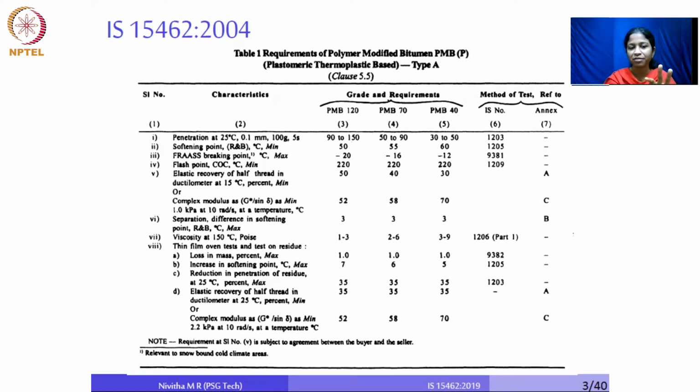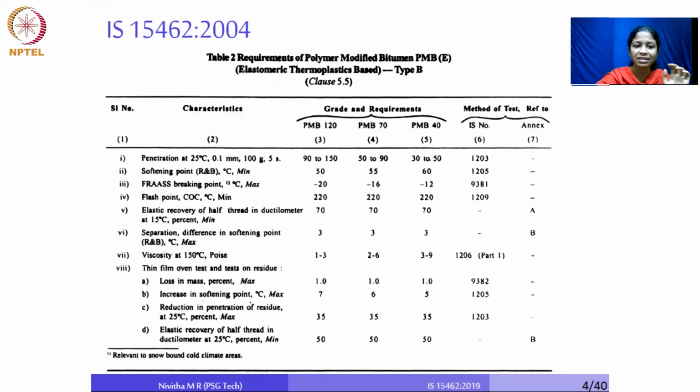For a plastomer modified bitumen, the interaction is only based on chemical crosslinks. Right, so these chemical crosslinks are going to remain as hard and stiff points, and this advantage of this network formation is not present in this plastomer modified bitumen. So that is why option is given to measure either elastic recovery or complex modulus here, whereas elastic recovery is a mandatory parameter for elastomer modified bitumen.